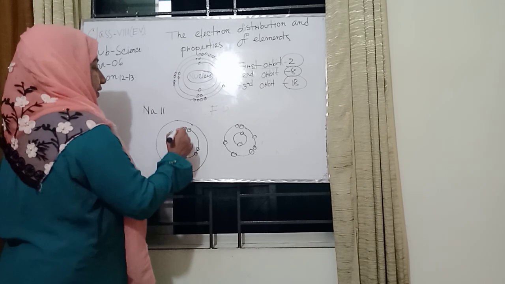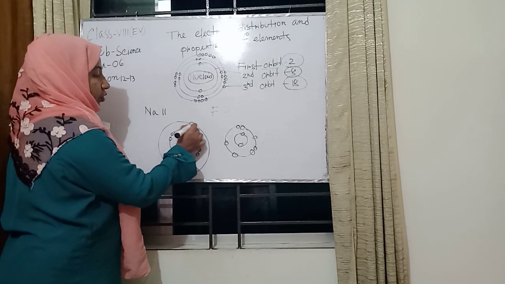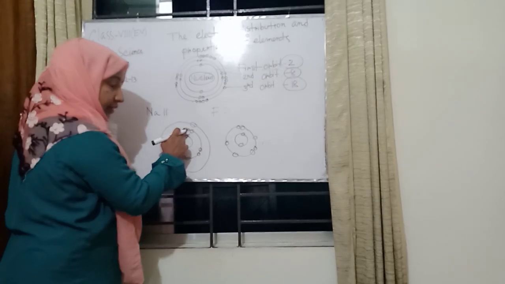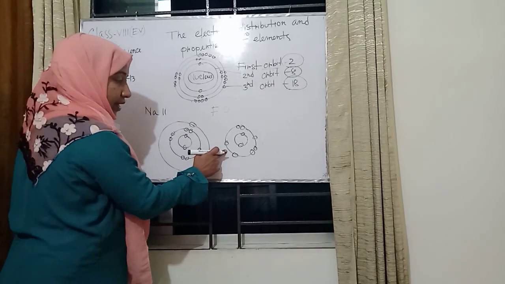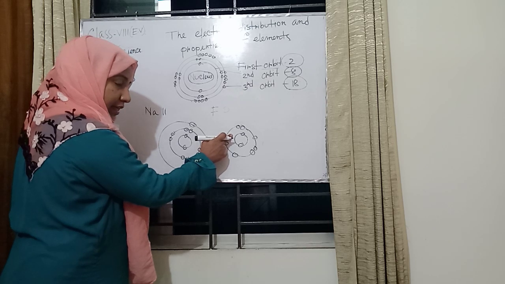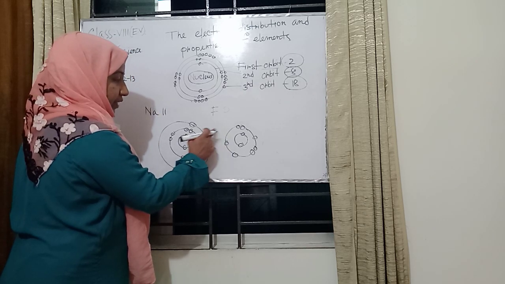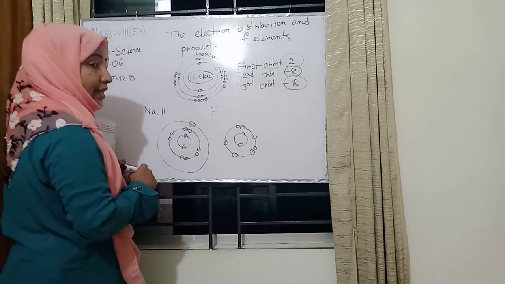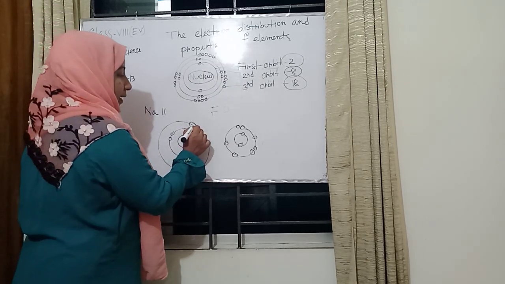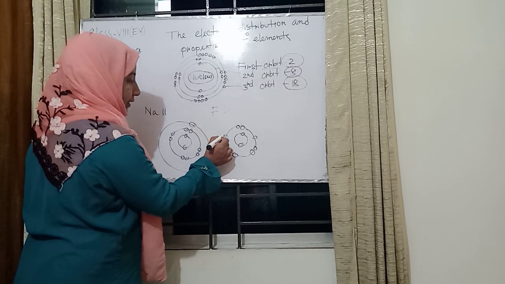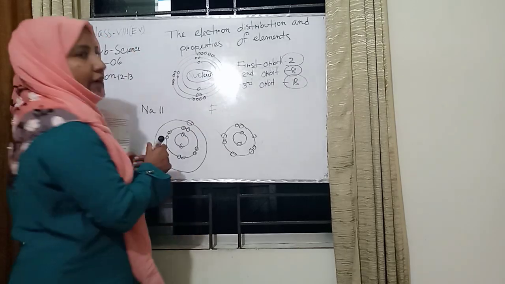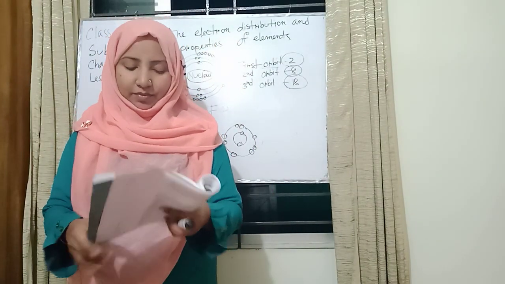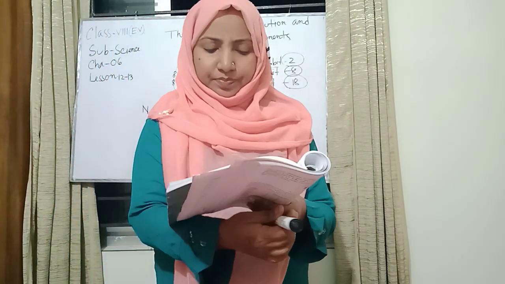So please, my dear students, everyone see the board. Sodium has 1 electron in its third orbit, and fluorine has 7 electrons in the second orbit. When sodium gives this electron, then it has 8 and is stable. Again, is it not funny? Yes, it is a funny structure.